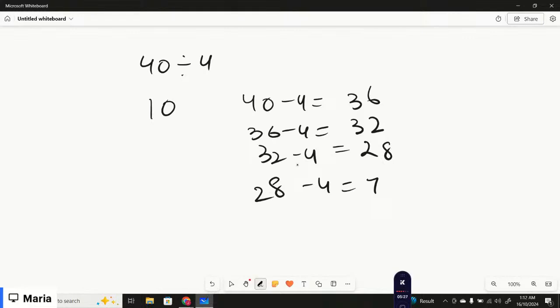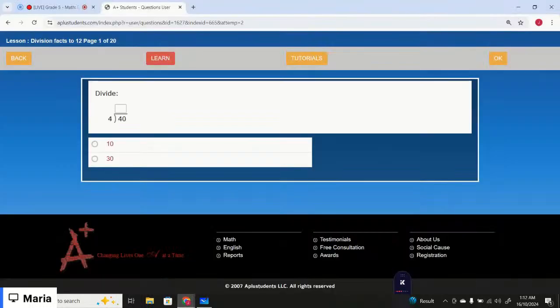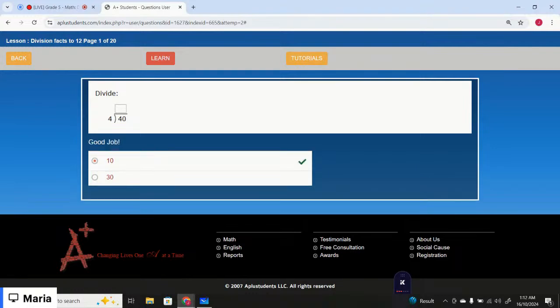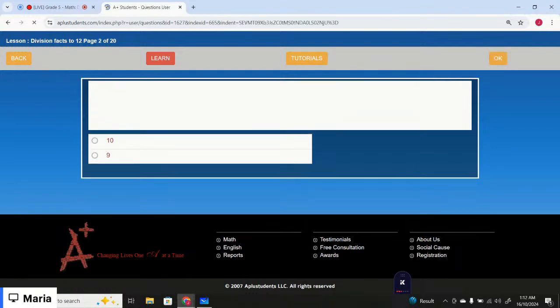Either you count the multiplication tables or you do repeated subtraction. But for the bigger numbers, repeated subtraction is a bit difficult, right? So you can go for the multiplication tables. Got it? Okay, so the correct option is 40 divided by 4 is 10. Option number 1 is the correct option.